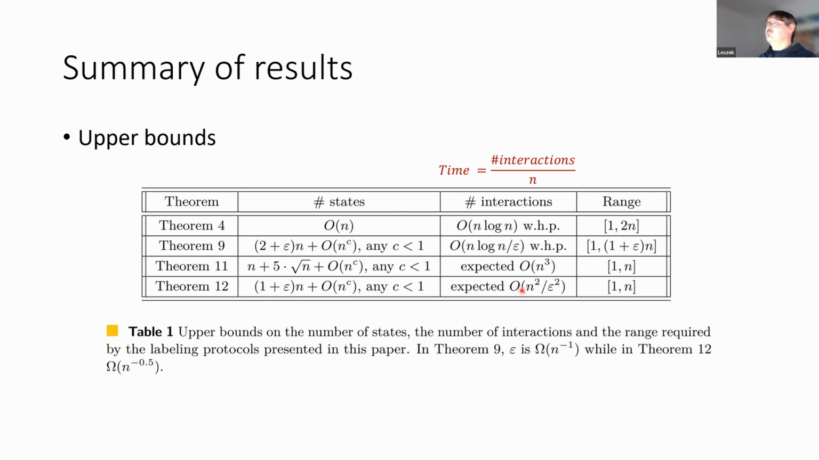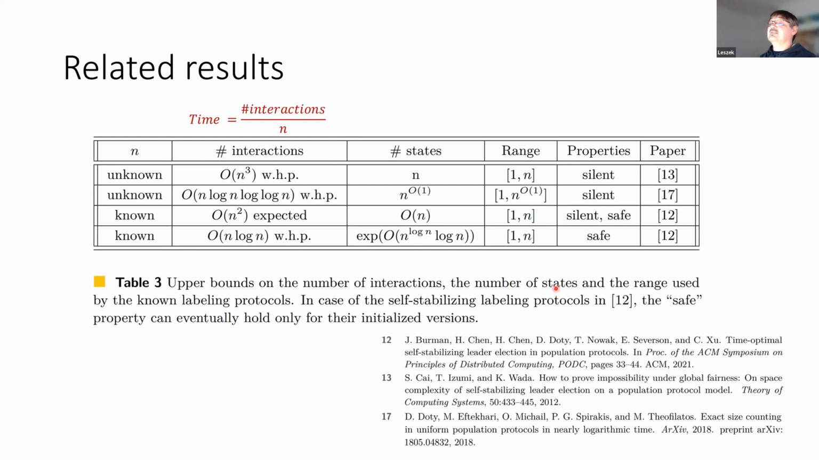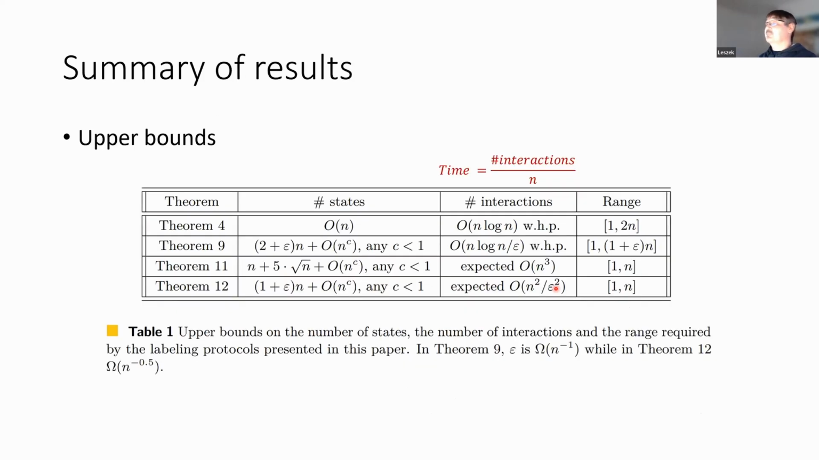And the second group has a price for that. Basically, you have to use a larger range of labels, and a larger number of states. Then in the second part, we focus on a really fixed range of labels from 1 to n. Obviously, then we jump straight away to this higher complexity, as you could see in this summary. But we still try to squeeze the number of states to as small a number as possible.